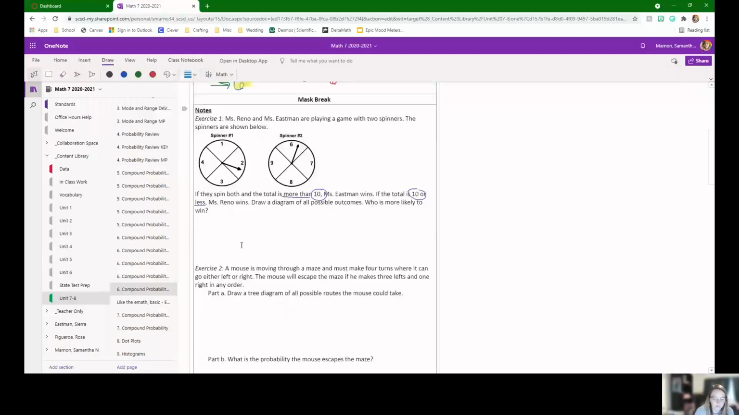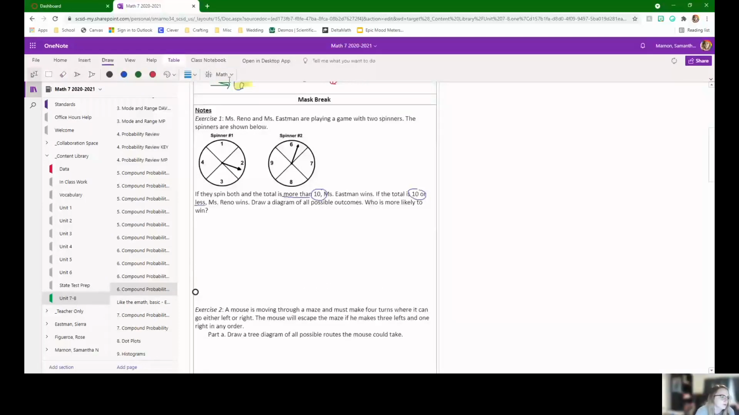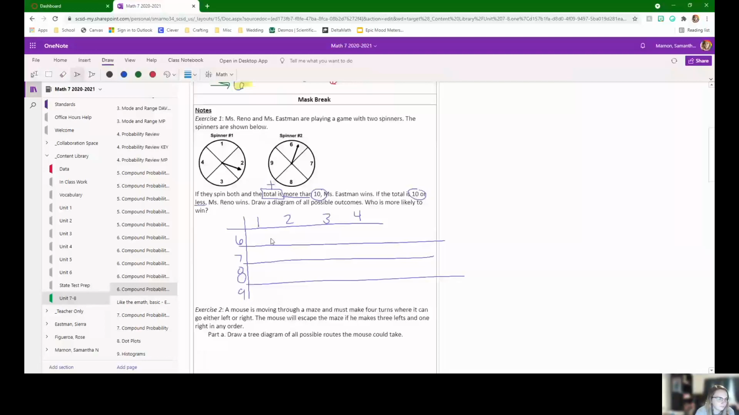Okay, so I'm going to give myself some more room because I write a little big. We have spinner 1 and spinner 2, and we want the sum, the total. We need to add them together. On spinner 1, it could be a 1, 2, 3, or 4. And on spinner 2, it could be 6, 7, 8, or 9. So let's draw these lines out. This is kind of like a multiplication table again, but we want the total, so we're adding.